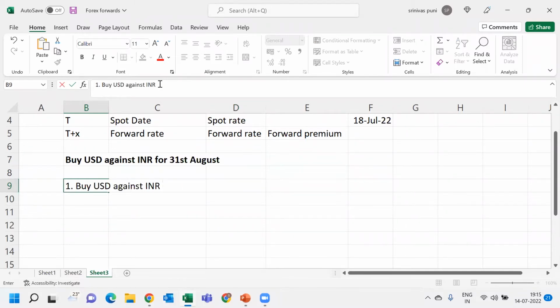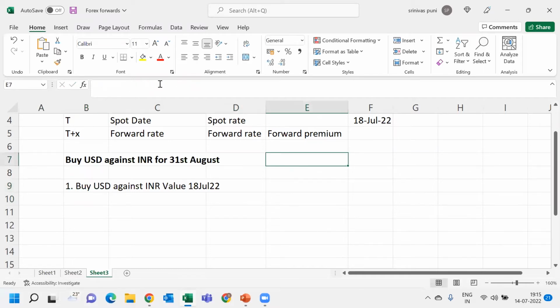value. One more thing is, in the market, sometimes people use this terminology. Instead of saying for a particular date, they will say value that date. So in this case, instead of saying USD INR for 18 July 22, they will say buy USD against INR value 18th July 22, which means for settlement value 18 July 22. Now let's say this USD INR I want to buy is for 1 million USD.